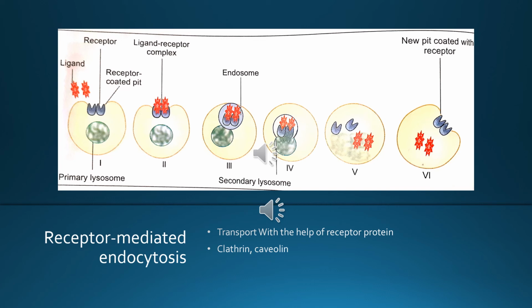The macromolecules which are transported by this receptor-mediated endocytosis are many hormones like growth hormone, thyroid stimulating hormone, luteinizing hormones, etc. The lipids, the growth factors, toxins and bacteria, viruses, antibodies like IgE, IgG, maternal IgG, etc.